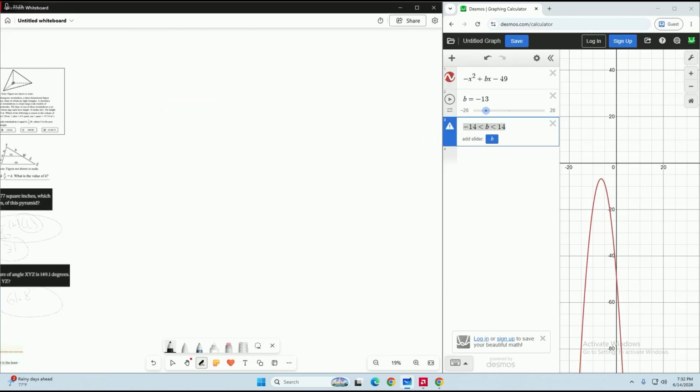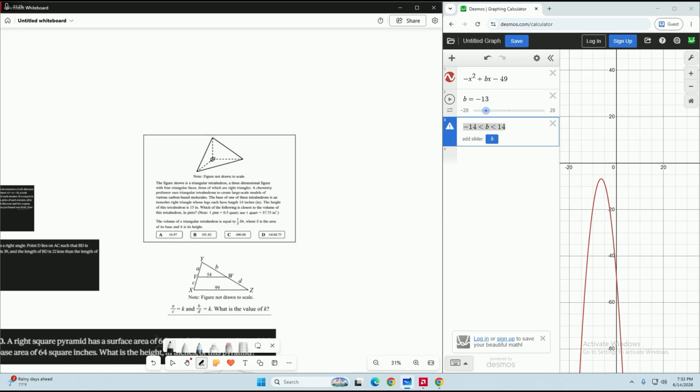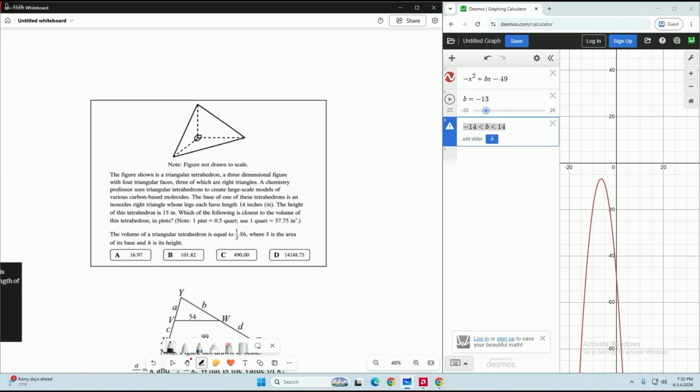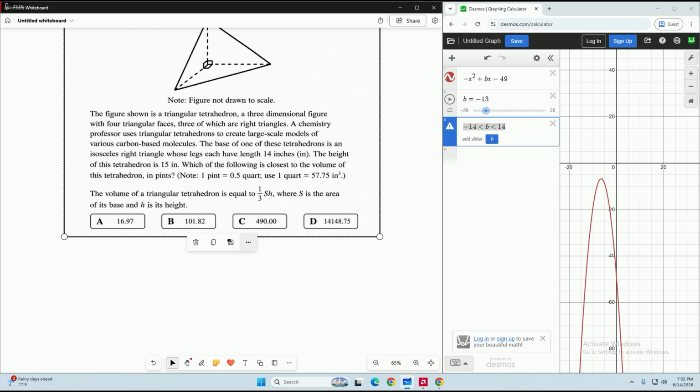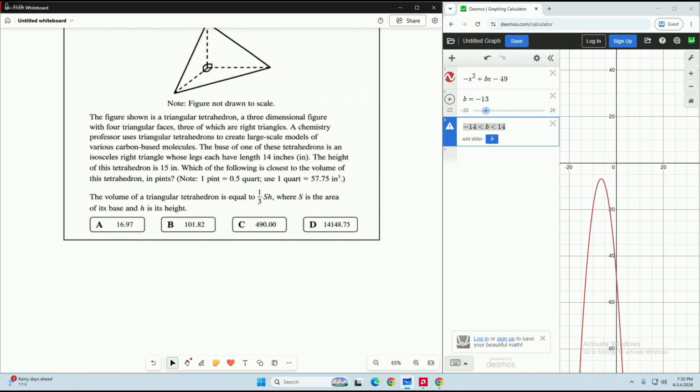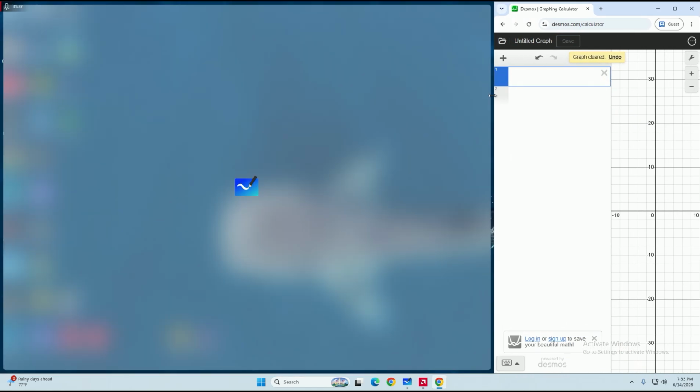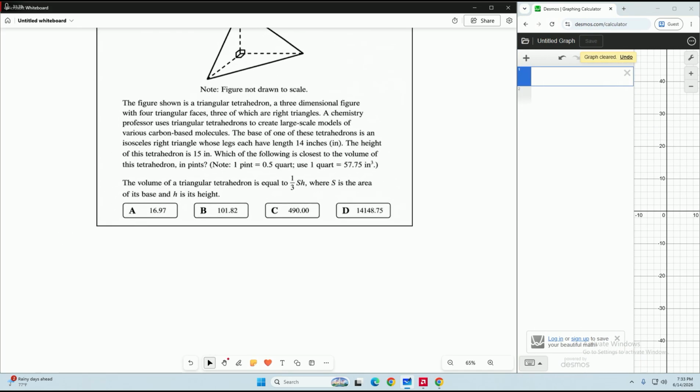Okay, let's take a look at our last two questions, which looks like a beast of a question. I've actually never seen this question before, so let's get into it. The figure shows a triangular tetrahedron. Let me make this smaller. A triangular tetrahedron, a three-dimensional figure with four triangular faces, three of which are right triangles. A chemistry professor uses triangular tetrahedrons to create a large-scale model of various carbon-based molecules.